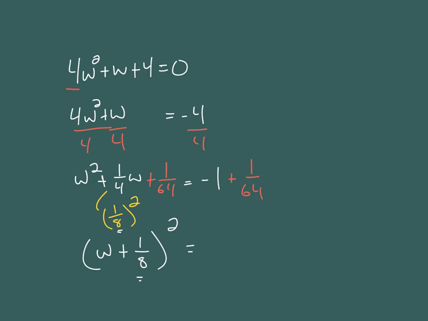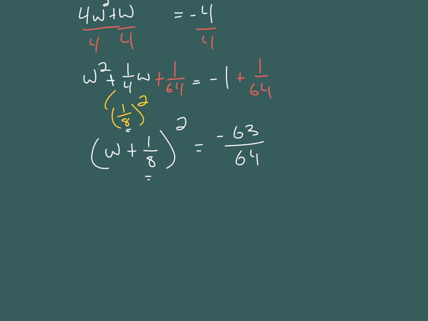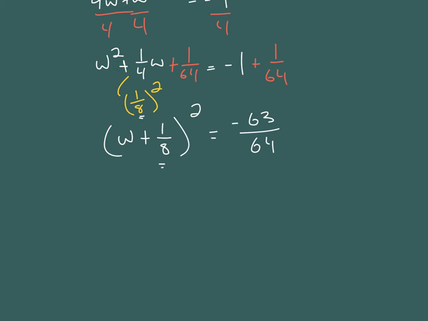And then I just need to add these fractions over on the right hand side. Negative 1 is negative 64 over 64, and so what I get over there altogether is negative 63/64. Okay, so now I'm going to square root both sides of this equation. On the left hand side I get w plus 1/8 equals, and I get a plus and minus over here, the square root of negative 63 over 64.